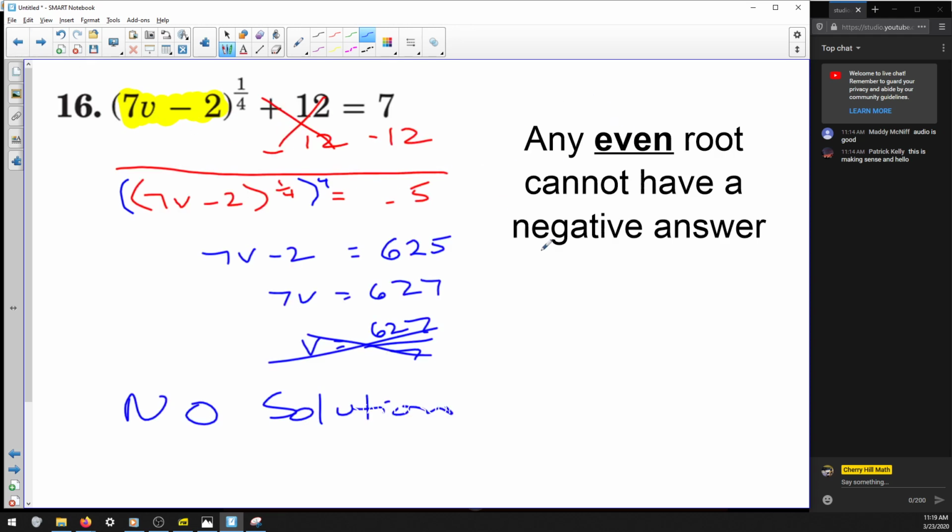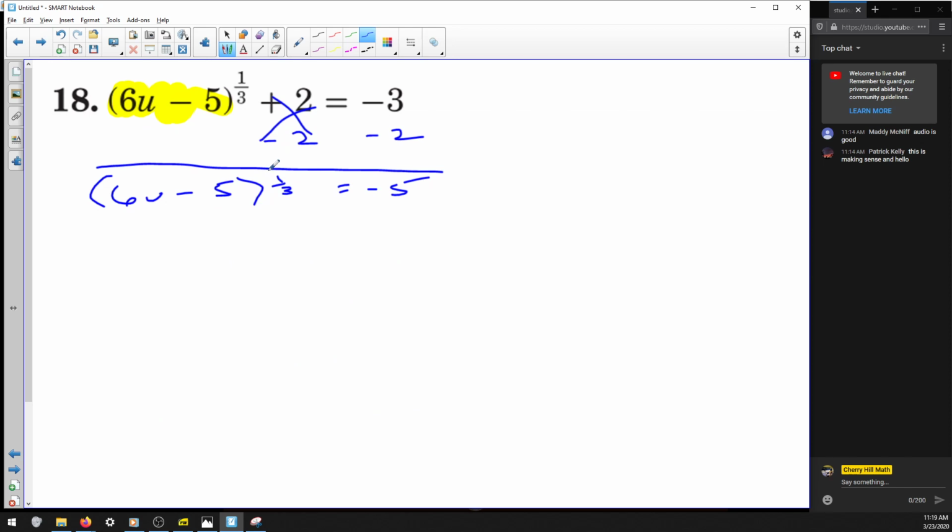It says any even root cannot have a negative answer, like 1/4. Raising something to the 1/4, or fourth rooting something, cannot be negative. This one is a cube root. It is an odd power. It's entirely okay for me to get negative answers for odd powers. And if you're not sure about why, let me just explain it.